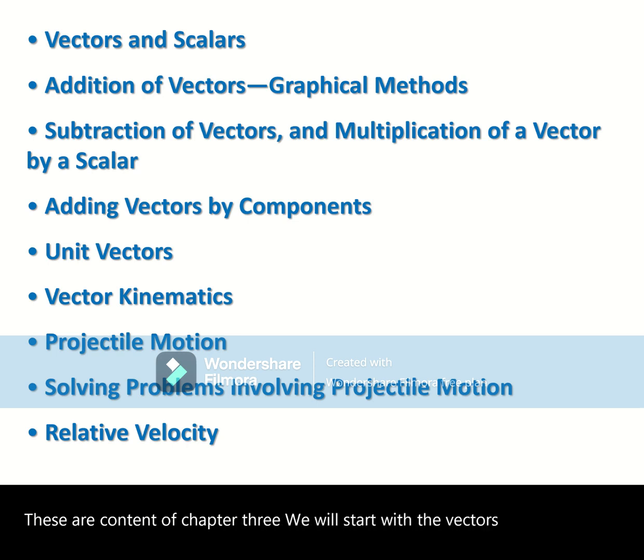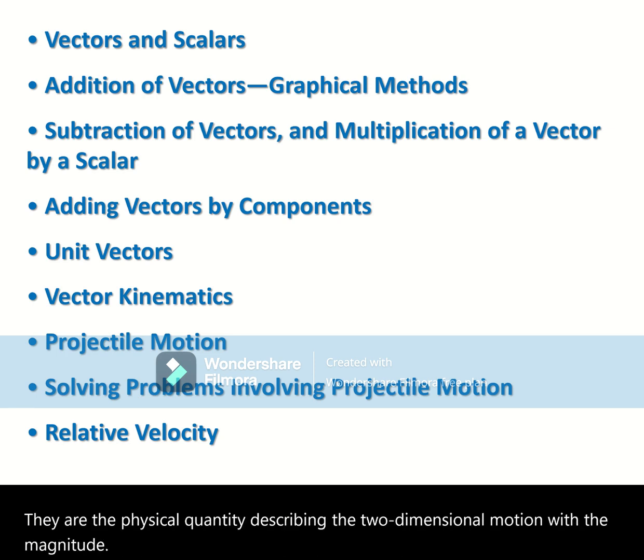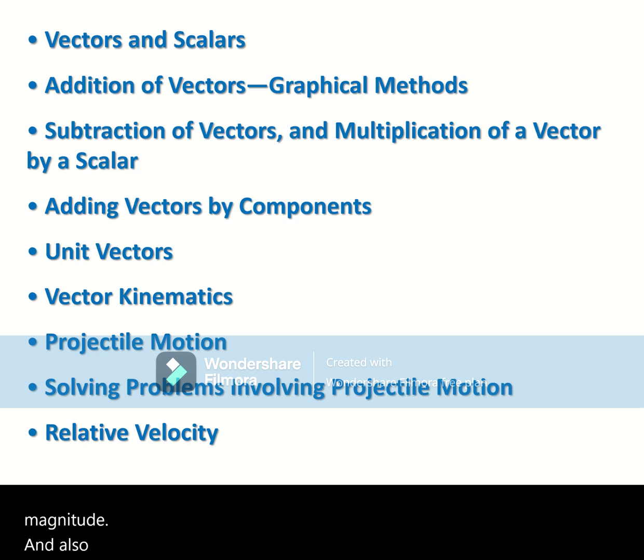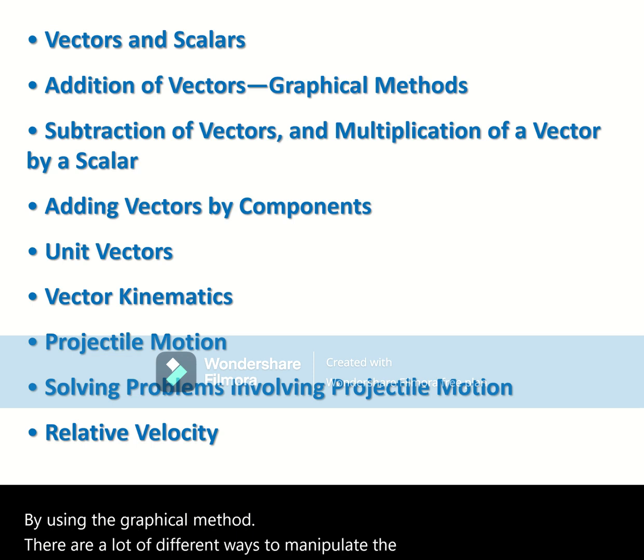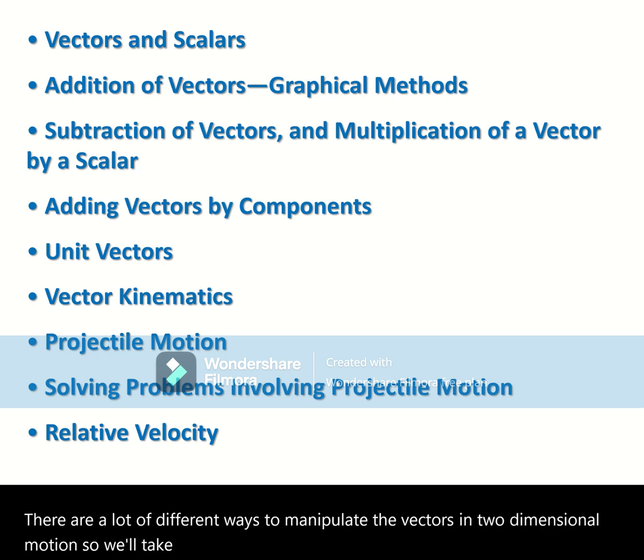They are the physical quantities describing two-dimensional motion with magnitude. And we will also find out how those vectors can be added or subtracted by using the graphical method. There are a lot of different ways to manipulate vectors in two-dimensional motion. So we'll take a look at how it works.